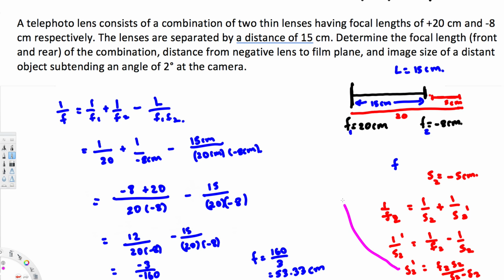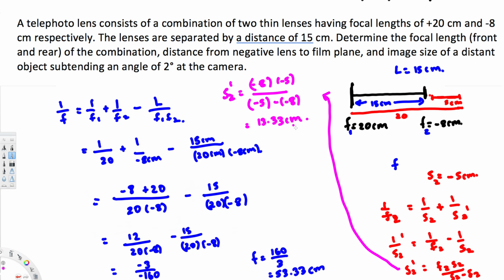So s2 prime is equal to f2 times s2, f2 is negative 8 times s2 is negative 5, divided by s2 which is negative 5, minus f2 which is negative 8, so minus negative 8. If we simplify this and find the final answer, that's going to give us 13.33 centimeter. So this is the image distance from the second lens.